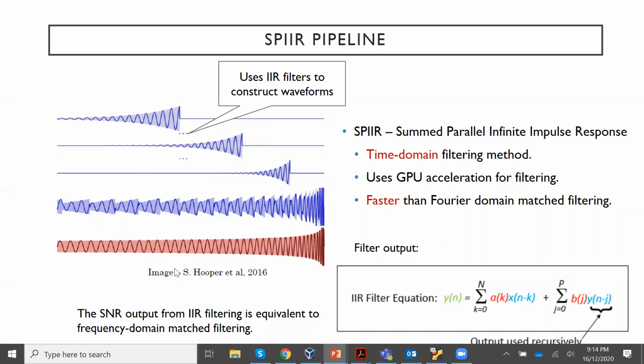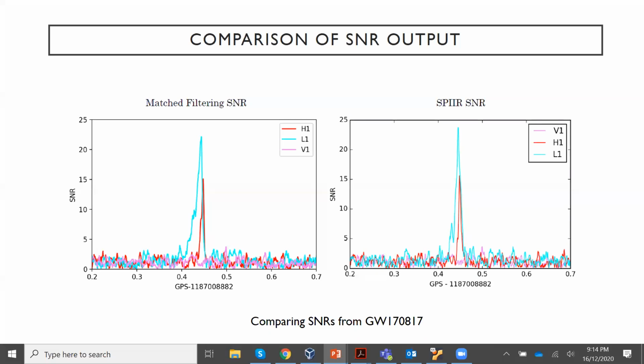And the SNR output that we get from this time domain filtering is actually equivalent to the frequency domain matched filtering that other pipelines observe. So here is a comparison of the SNR output for the GW170817 event. And you can see here that they agree quite well. There is some difference, but they are mostly equivalent to each other.